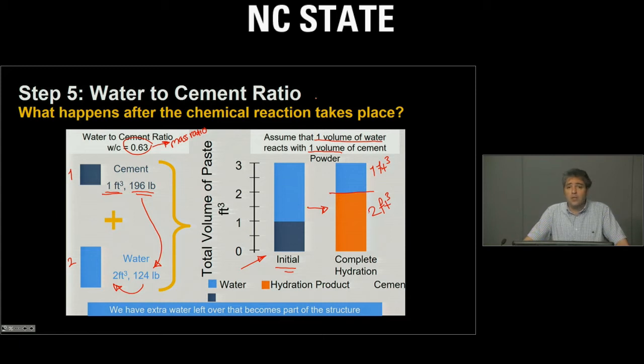That is why when you decrease the water cement ratio, effectively what we are doing, we are eliminating this extra water that remains after the complete reaction. So this extra water left over becomes part of the structure, and at higher water cement ratio, we will have a lot more extra water sitting in the system and causing porosity and basically degrading the durability and the strength of the system. And in lower water cement ratio, we do not have that issue.